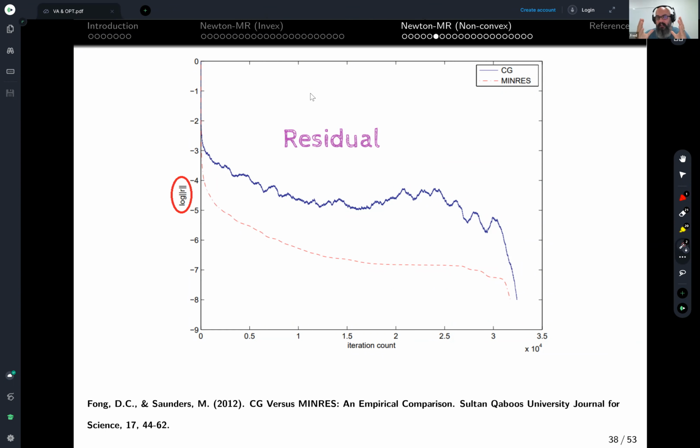If you look at the residual, which is the quantity that you monitor when you are terminating solutions of linear systems, that's essentially the only quantity that you can compute in practice. If you terminate using the residual as a termination criterion, it turns out that MINRES can converge multiple orders of magnitude faster than CG. And there are loads of other examples in this paper that say MINRES almost always beats CG regardless of the problem.